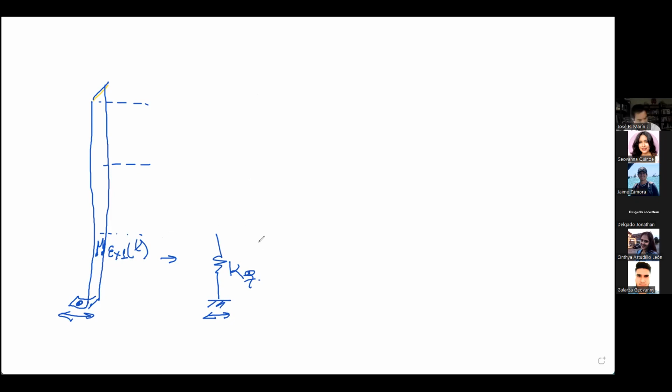Do you remember the expression for the equivalent K? Anybody remember the equation for the equivalent K? Anybody? No? In series or parallel? No, for a single spring.